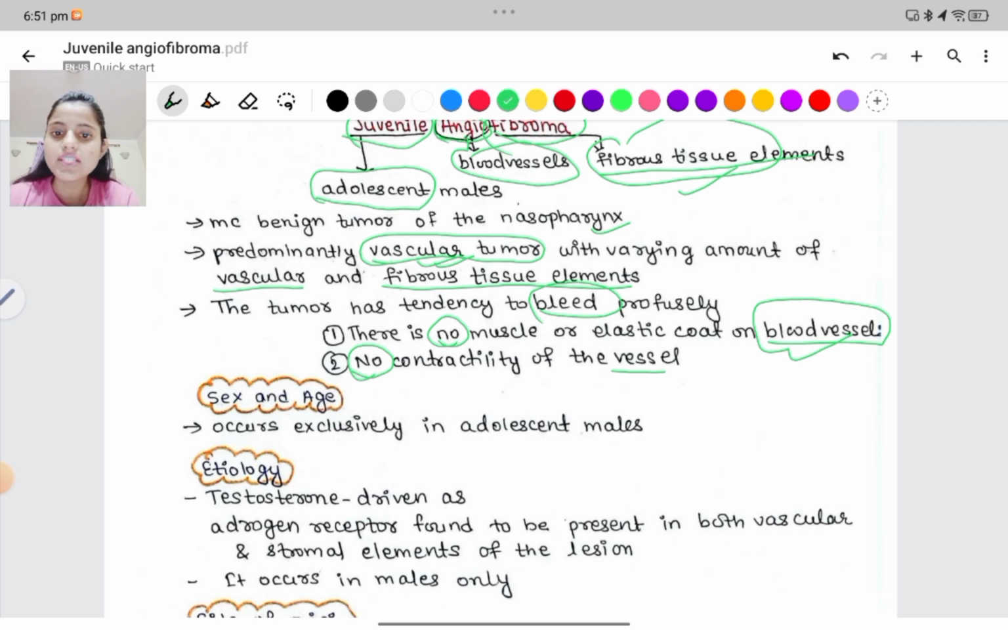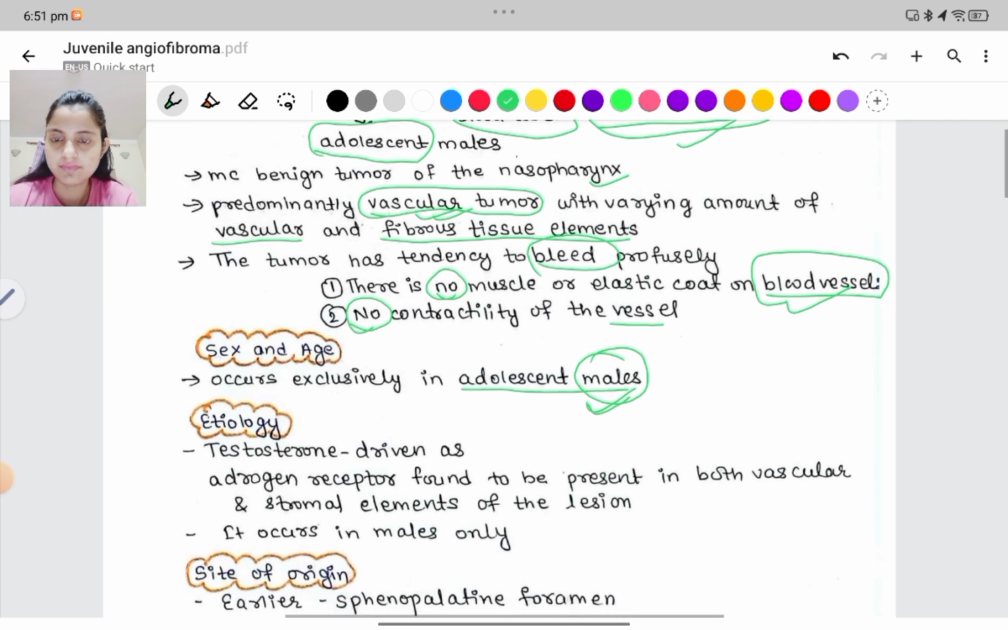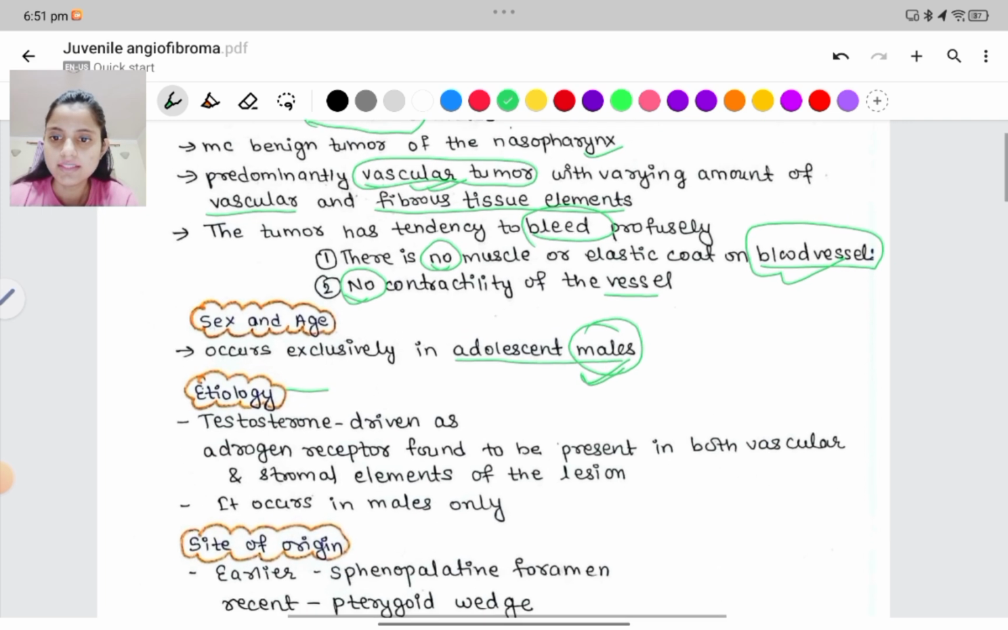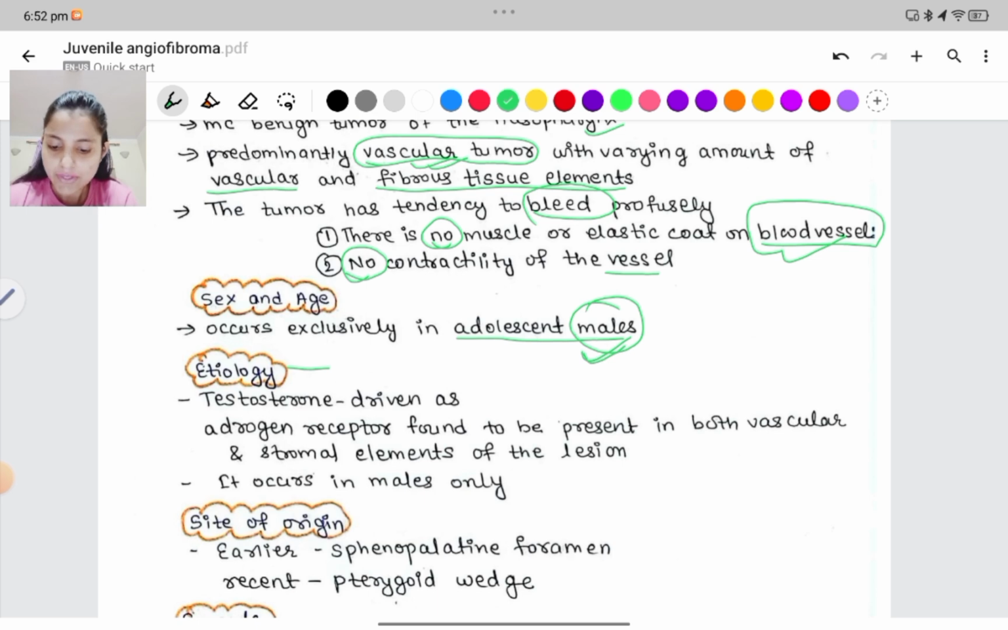It occurs exclusively in adolescent males. On etiology, the exact etiology is unknown, but it is considered to be testosterone driven, as androgen receptors have been found to be present in the vascular and stromal elements of the tumor lesion. So, as it is testosterone driven, it occurs in males only.